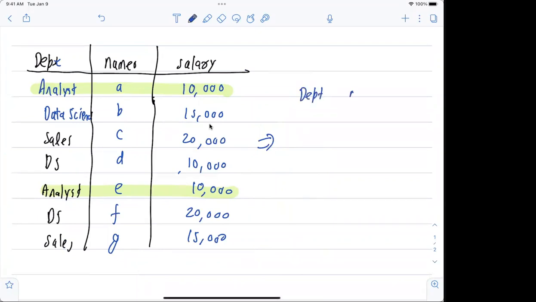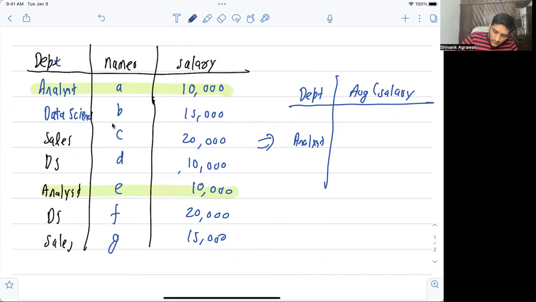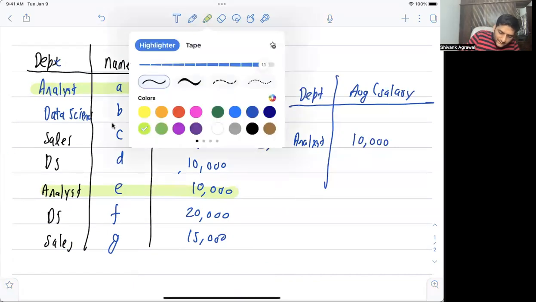Let's forget about this part of the name because this has no use. Average of salary. So how is their output going to look? You may say, okay, analyst is making 10,000 plus 10,000 by 2, which is, let's say, 20,000 rupees ka record, which is going to be now your 10,000 back again.